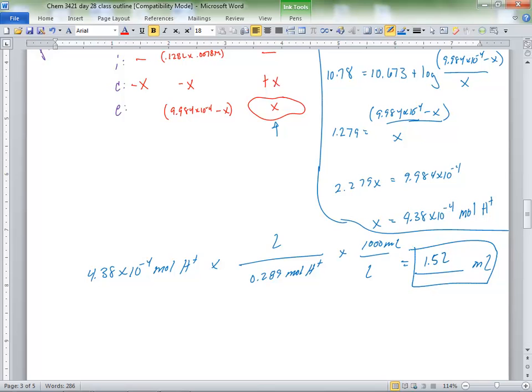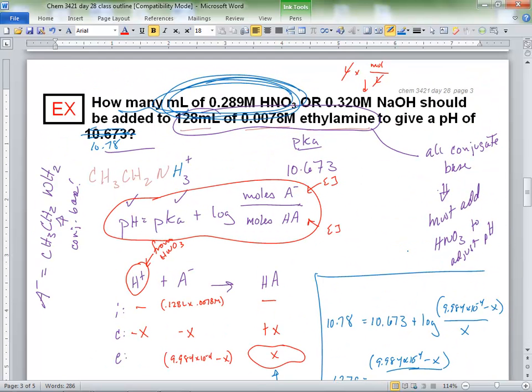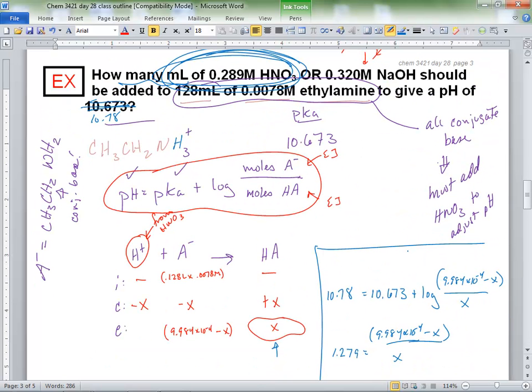So back up a little bit here. How did we solve this? A lot of the homework is pretty much just like this. You first figure out what the buffer is, because the buffer is always going to be the conjugate acid or the conjugate base. The name always corresponds to the conjugate acid or the conjugate base, one or the other. You look at the table and you figure out which one it is.